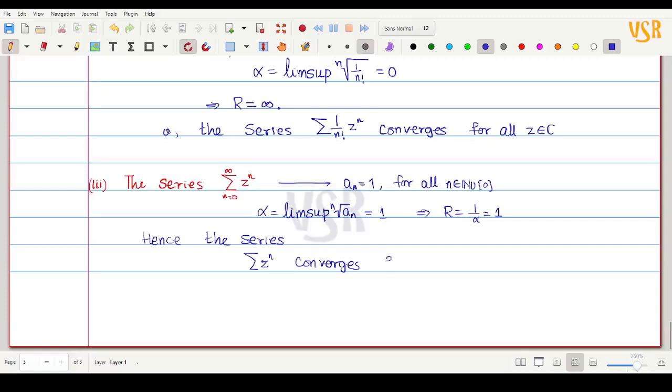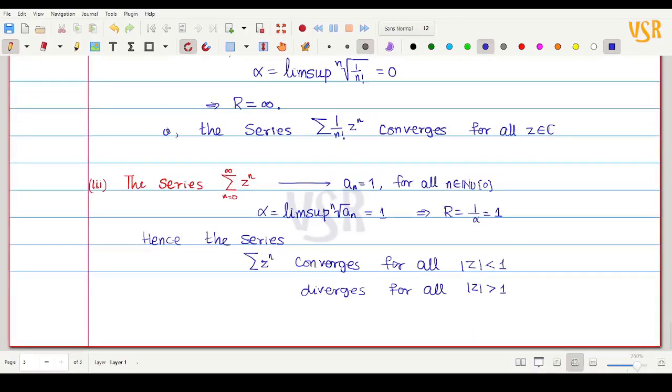for all mod z which is less than 1 and diverges for all mod z which is greater than 1. இது diverge. Okay, next problem, next exercise.